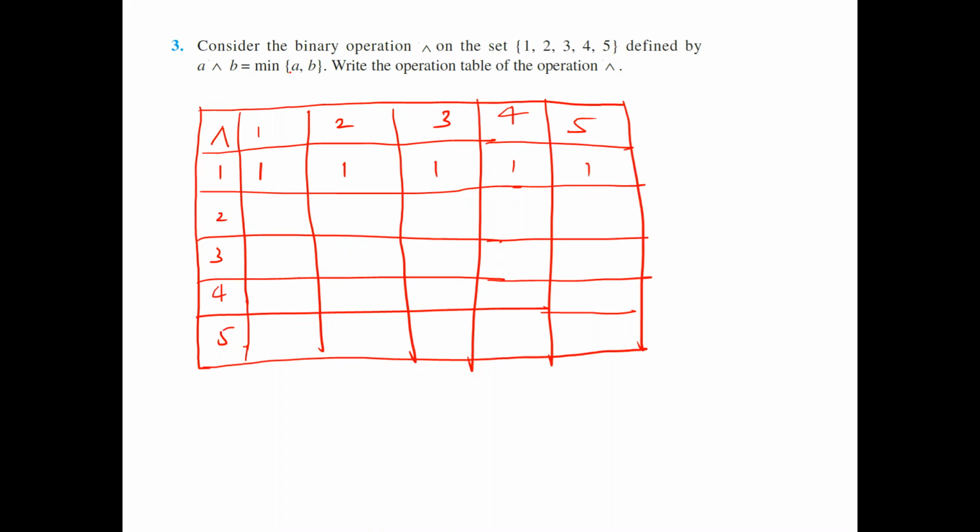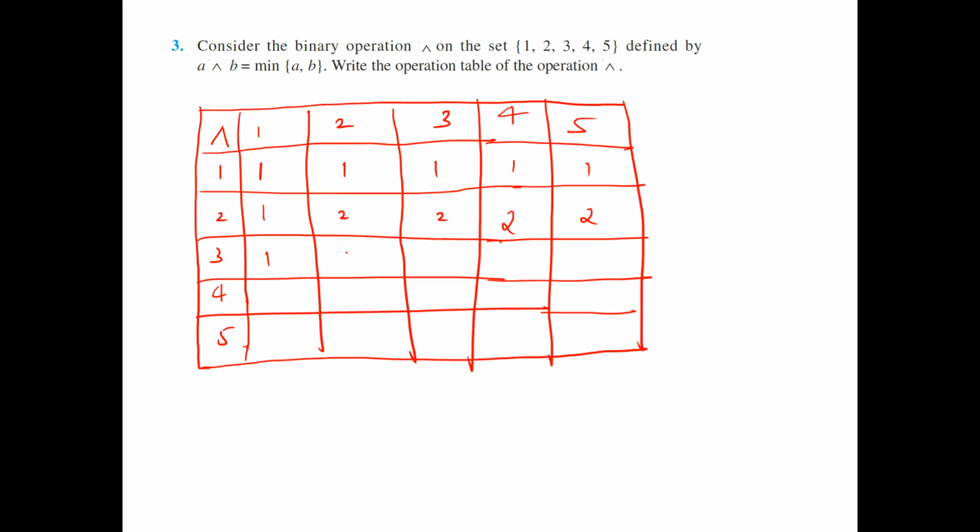Because I have to take the minimum of A comma B, meaning out of A and B, I have to take the minimum value. Not in between, but of both, 1 and 2. Out of 1 and 2, which is the minimum, I have to write down that value. Similarly, 2 and 1 means 1. Next 2 and 2, what is the minimum? Both are 2, so 2. 2 and 3, what is the minimum? 2. 2 and 4? 2. 2 and 5? 2 only.